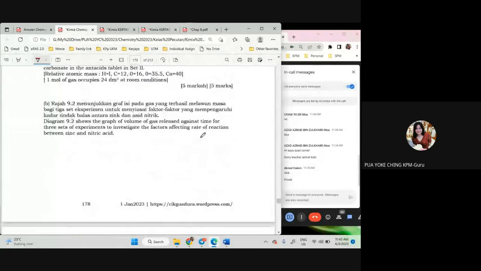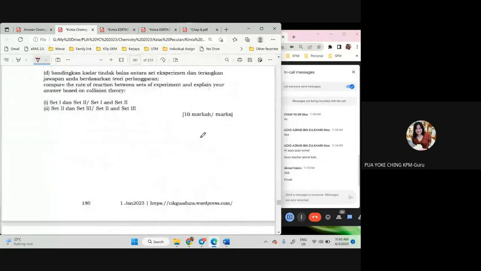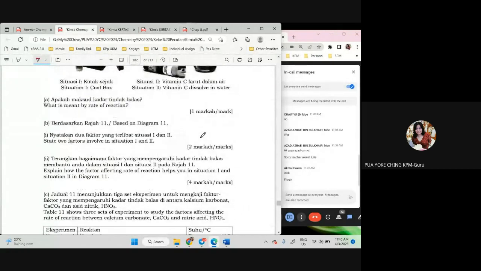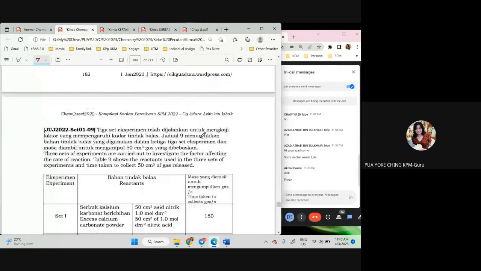Tapi kalau sate tadi yang kambing dengan ayam tu keluar, mesti ada pelajar dia akan jawab daging kambing lebih tebal, tak ada kaitan.